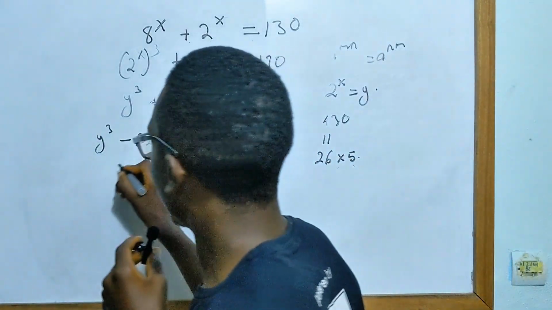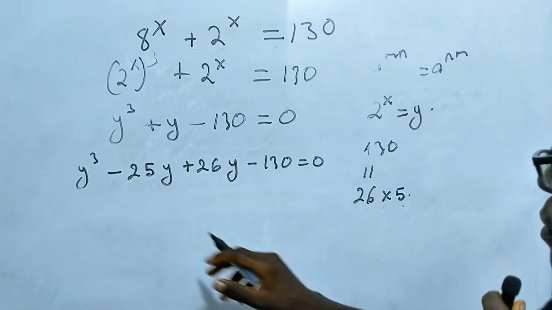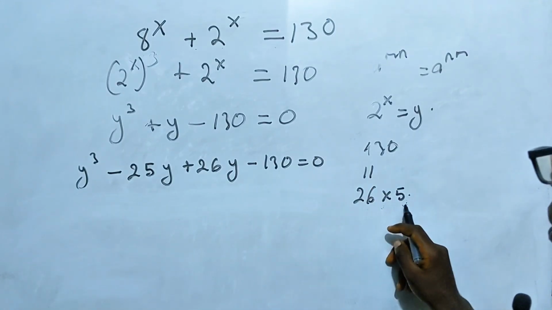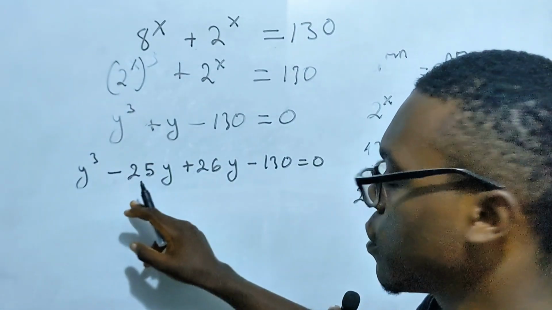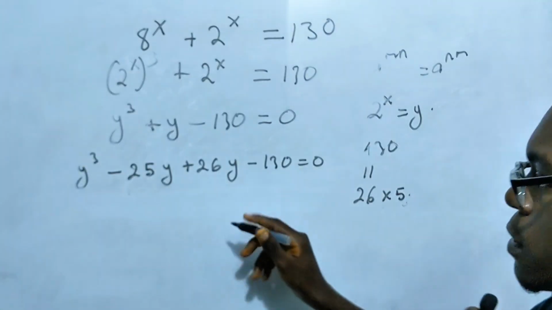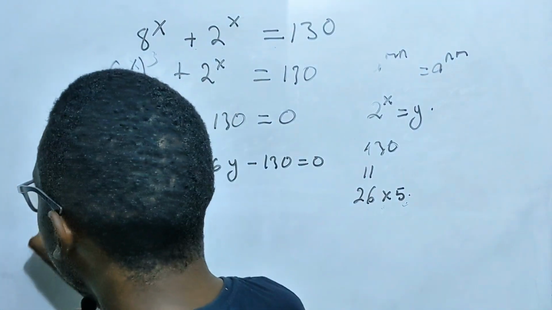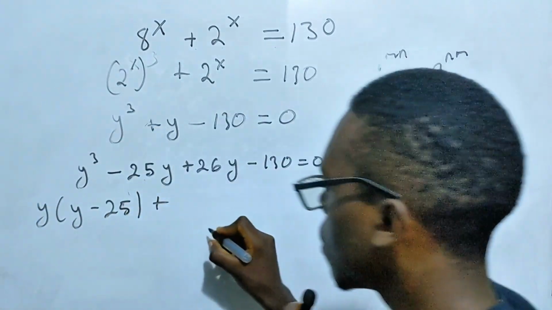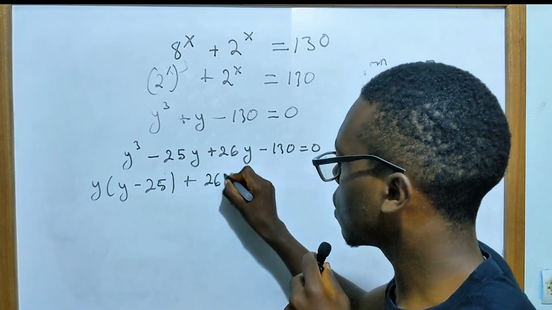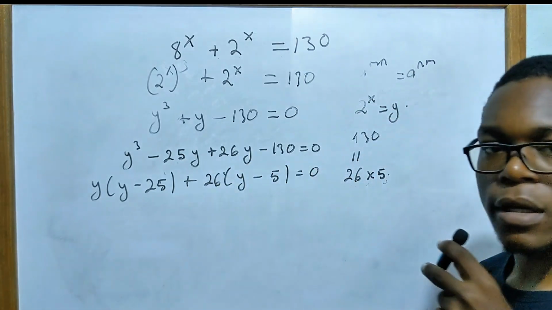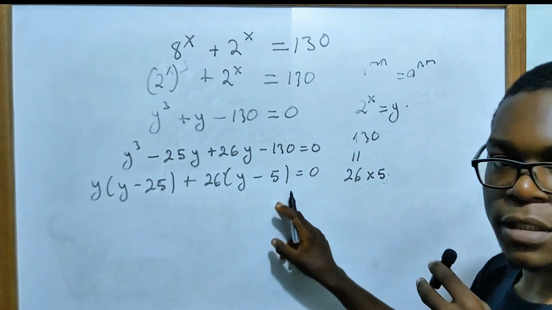Hence, you're going to have what? y. We know that 130 is 26 times 5. Since it's a cube, it's not like factorization of a quadratic equation. Then we can further simplify to have y into y squared minus 25 plus 26 into y minus 5. At this point, you can't just factorize anything outside.